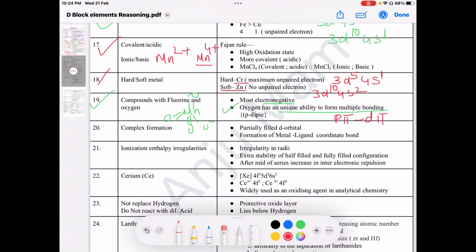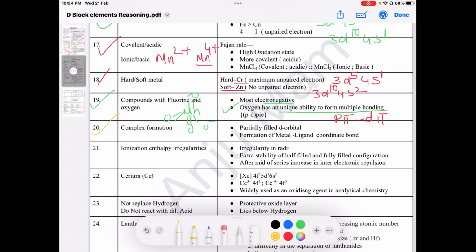Then why do they form complexes? D block elements readily form complexes because the partially filled d orbitals have a sufficient number of vacant orbitals in which they accommodate the electron pair. Ligand is an electron donor species. So there exists a coordinate bond between the metal and the ligand. The vacant orbital of the metal forms a bond with the filled orbital of the ligand by donation of electrons from the ligand to the metal side.